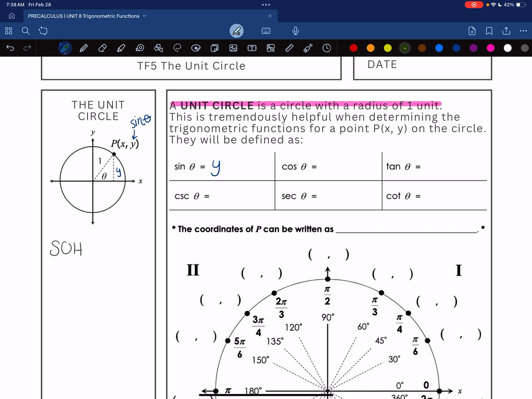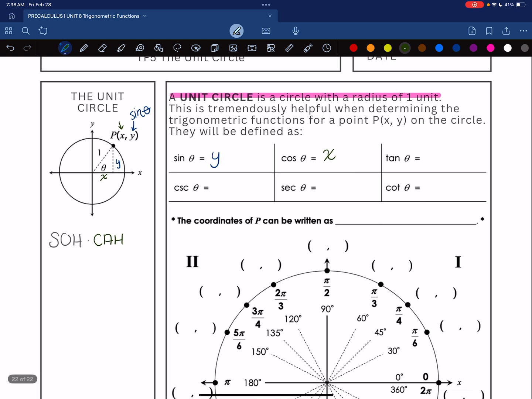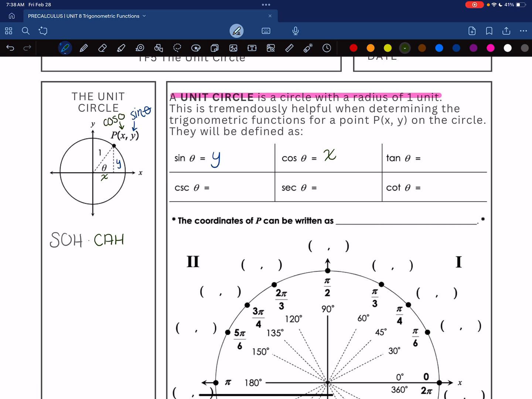Cosine, remember, is the adjacent over the hypotenuse. So adjacent to our theta is this side right here, which is the x, the distance that we have moved to get to our point. So again, it's the adjacent, or x, over our hypotenuse, which is 1. So it just simplifies to x. So in this diagram, if you have a point on the circumference of your unit circle, the x actually corresponds to cosine of theta.